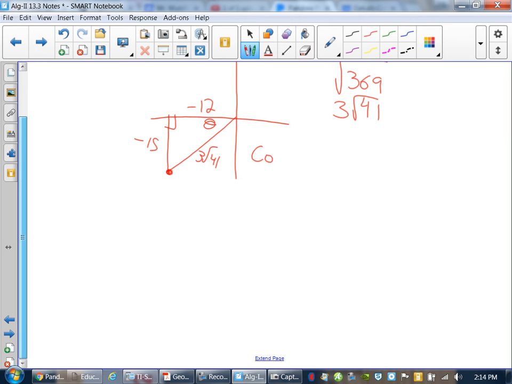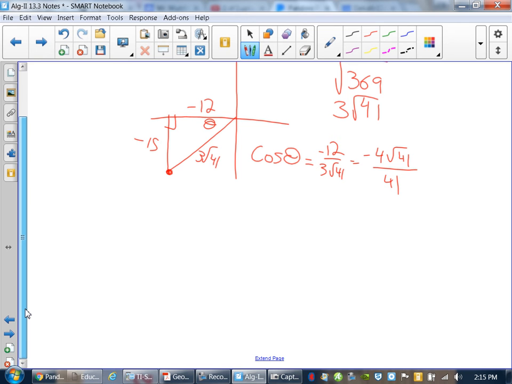If we start with cosine, cosine is x over r. What's your x? Your r is 3 root 41, so it's negative 12 over 3 root 41. Well, to rationalize that, you just multiply top and bottom by root 41. Do you agree? Yes. What's negative 12 divided by 3 then? 4. So you get negative 4 root 41 over 41. That would be your first rationalized cosine value.